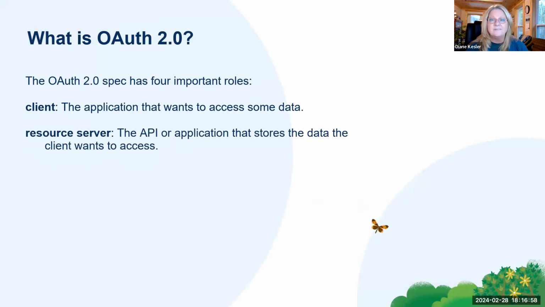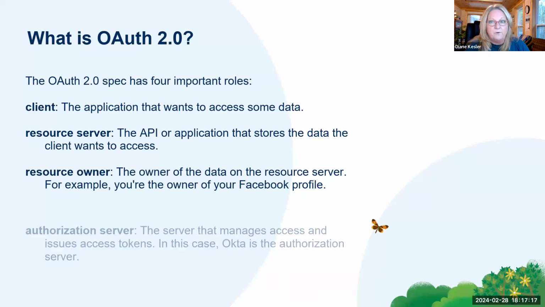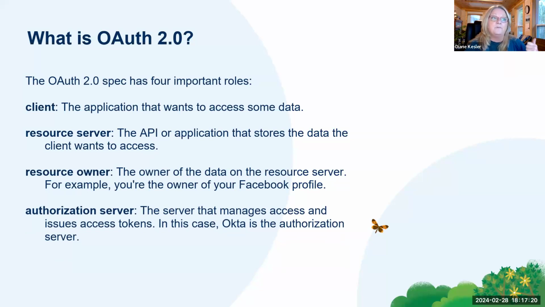So client, as I mentioned, is someone that's wanting to request some information, some data. There's a resource server, and that's the API or application that has the data that the client wants. So the resource owner is the owner of the data of that server. So if you're like a Facebook profile, you're the owner of that. But the authorization server is the one that's going to manage that access, kind of like the bouncer at the door, to say whether or not you're going to gain access and be approved.